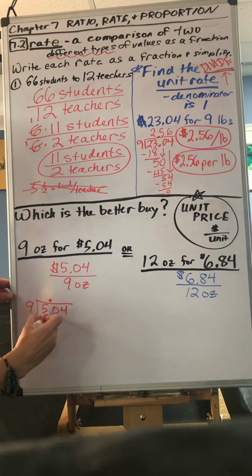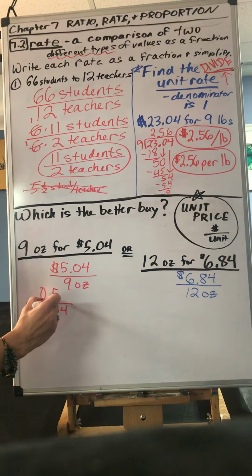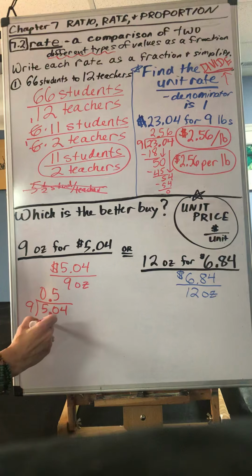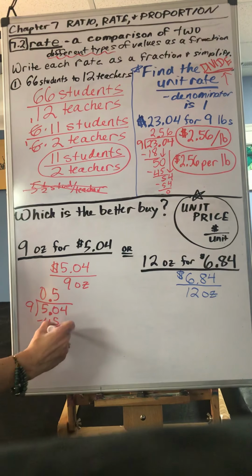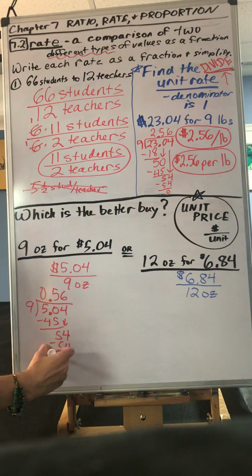I'm going to put up my decimal because my divisor is a whole number. 9 does not go into 5. 9 does go into 55 times. 9 times 5 is 45. Subtract and get 5. Bring down the 4. 9 goes into 54 6 times. 9 times 6 is 54.